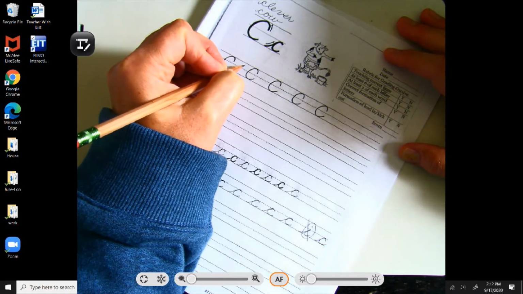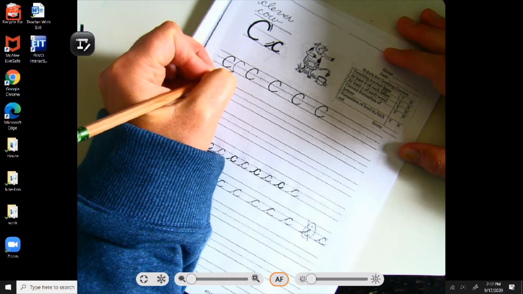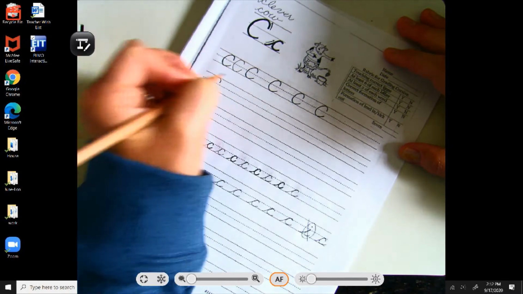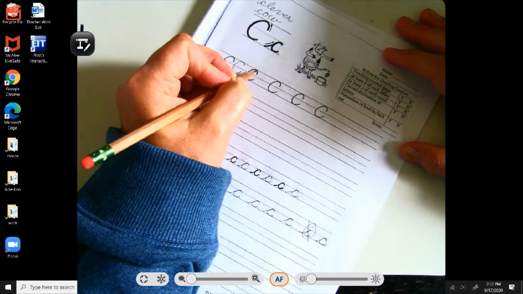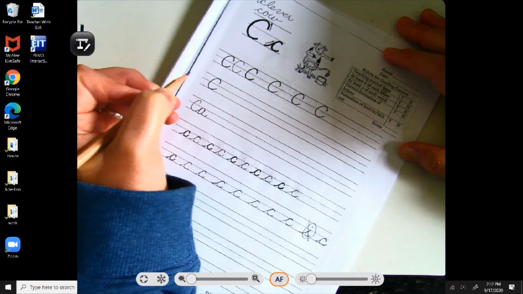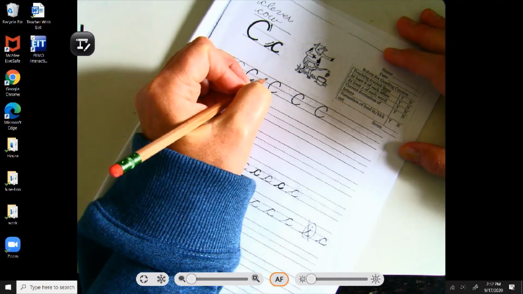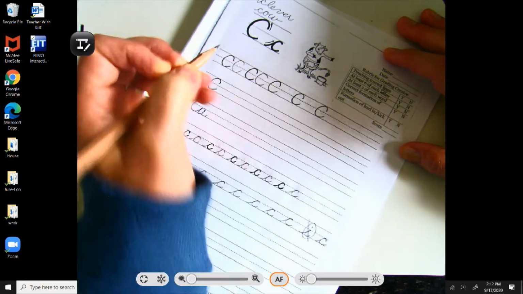Starting near the top line. Curve around. Kick out tail. Watch me do one more set. Starting near the top line. Curve around. Kick out tail. Starting near the top line. Curve around. Kick out tail.